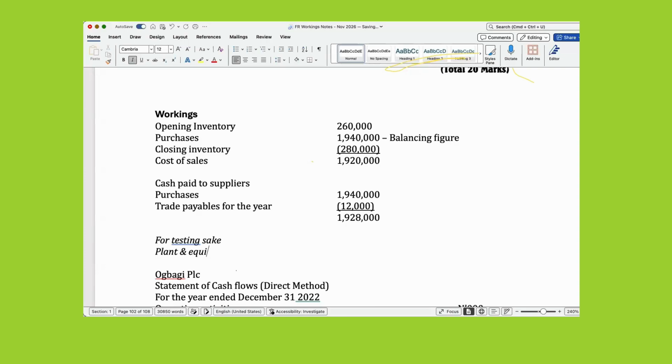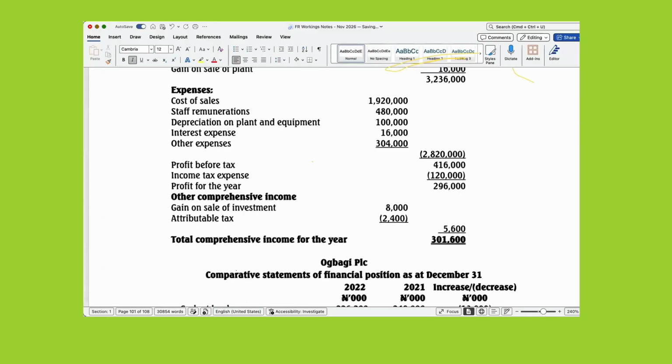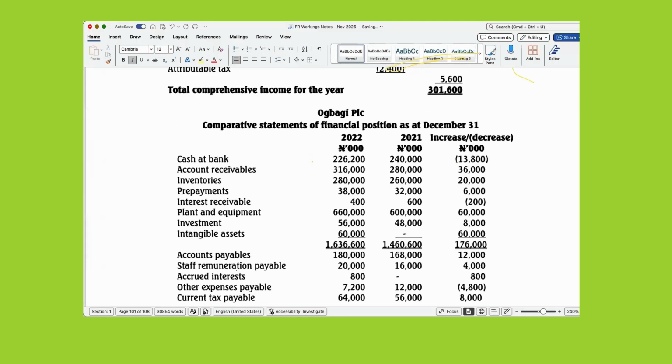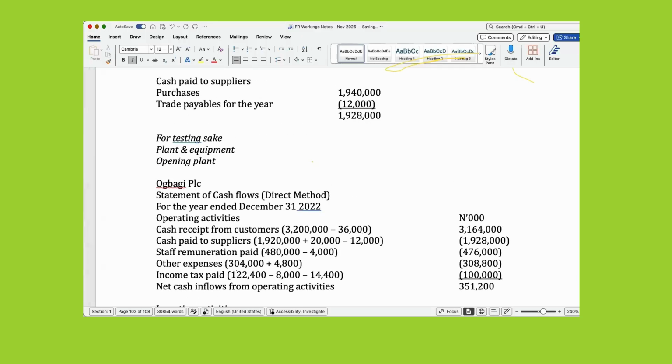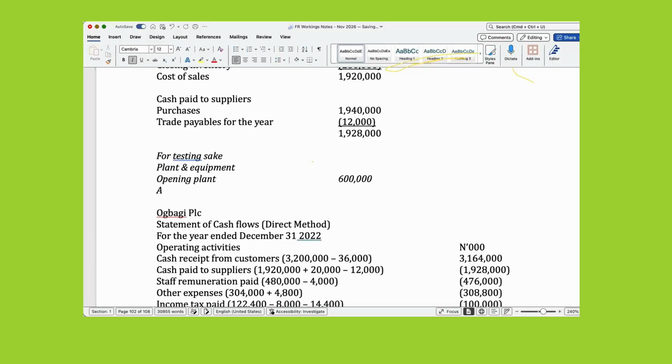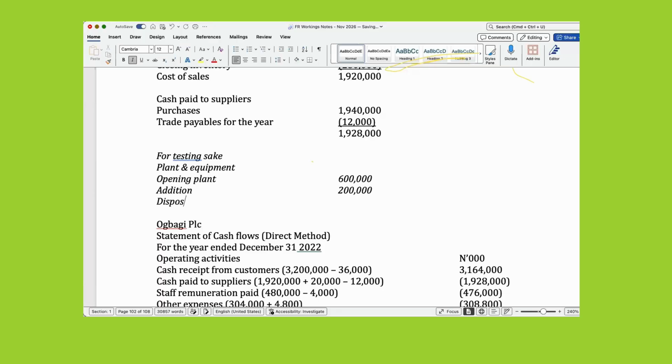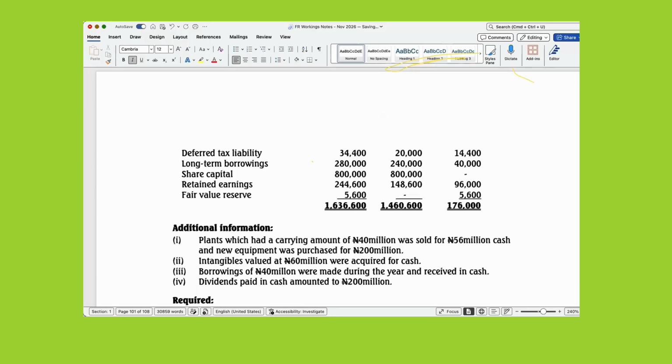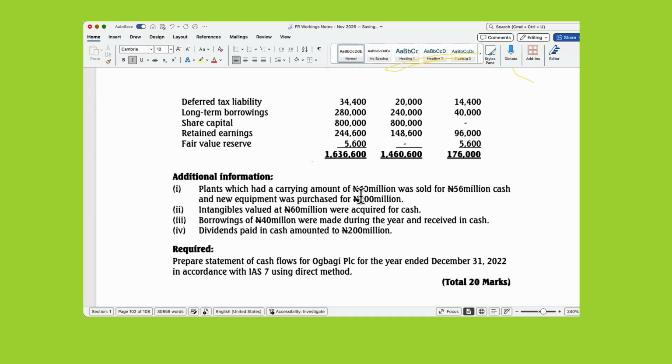plant and equipment. You can do the reconciliation, the movement. You can do your opening plant, which at the beginning was 600,000. I was told there was an addition of 200,000. There was a disposal. The plant that was disposed, how much was it? 40 million.